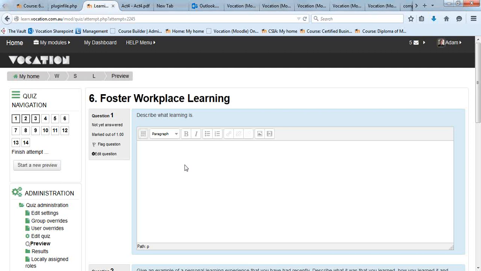I mean, learning is effectively the acquisition of skill or knowledge. And I like to talk about it as bridging the gap between the unknown and the known in many ways as well. That's another way of explaining it.